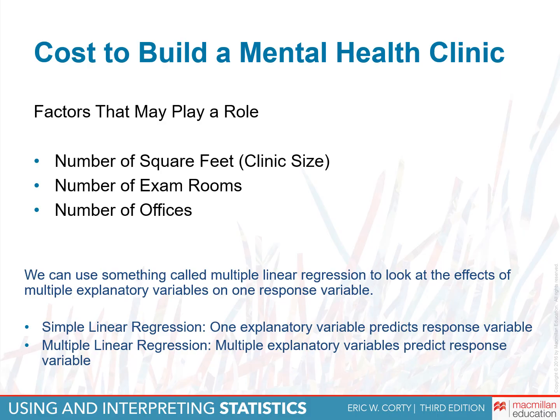response variable. And so up until this point, what we've talked about is simple linear regression. That's when we have one explanatory variable that we use to predict our response variable. But with multiple linear regression, we can have multiple explanatory variables and use that to predict our response variable. So here we have multiple explanatory variables: number of square feet, number of exam rooms, and the number of offices. And we use all of that to predict cost.